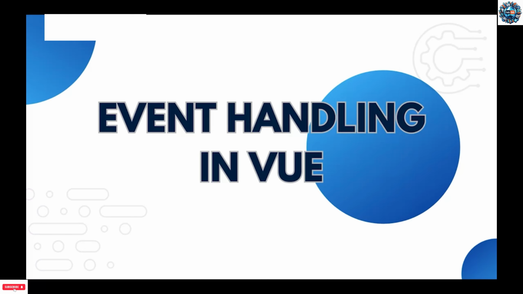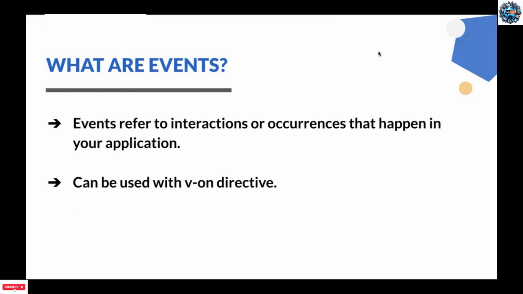Before learning about event handling, let's learn what events are. Events refer to interactions or occurrences that happen in your application. If someone clicks a button, submits a form, a page gets loaded, or someone hovers on some HTML element, some function or method needs to be triggered when any event takes place. So how can we do something like that with the help of Vue.js? We can do it with the directive called v-on.